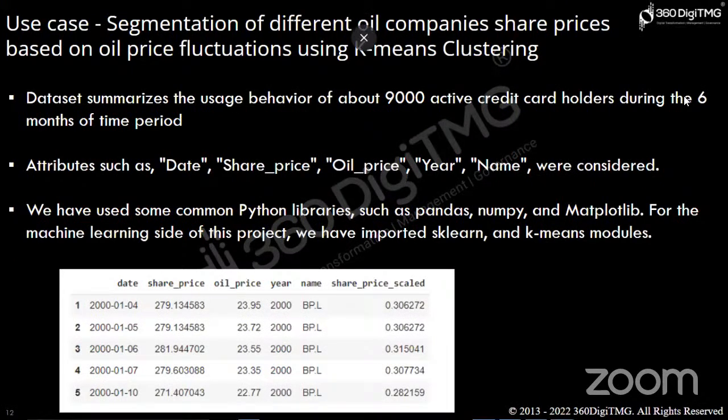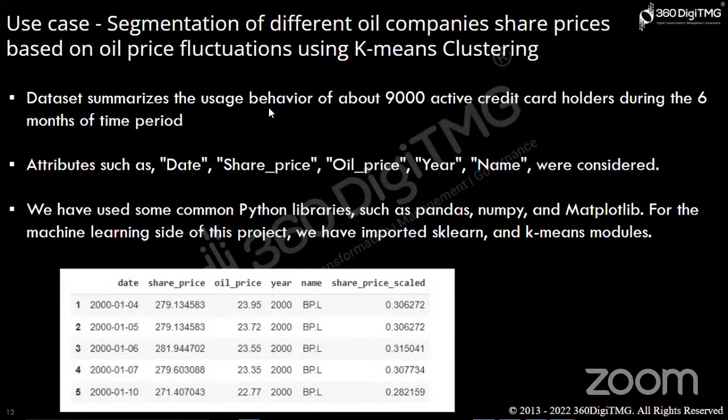So now we try to understand the use case here that is related to oil and gas analytics. What I'm trying to do here is work on segmentation of different oil companies' share prices based on oil price fluctuations using K-means clustering. So what do we have here? The data I have is related to oil companies, and this is something related to share prices. And we have oil price data also.